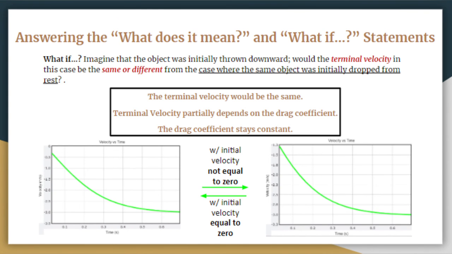To answer the what-if question, when comparing the two velocity versus time situations in which the initial velocity is equal to zero and the initial velocity is not equal to zero, the terminal velocity would remain the same because in both models, the terminal velocity depends on the drag coefficient, which is remaining the same.